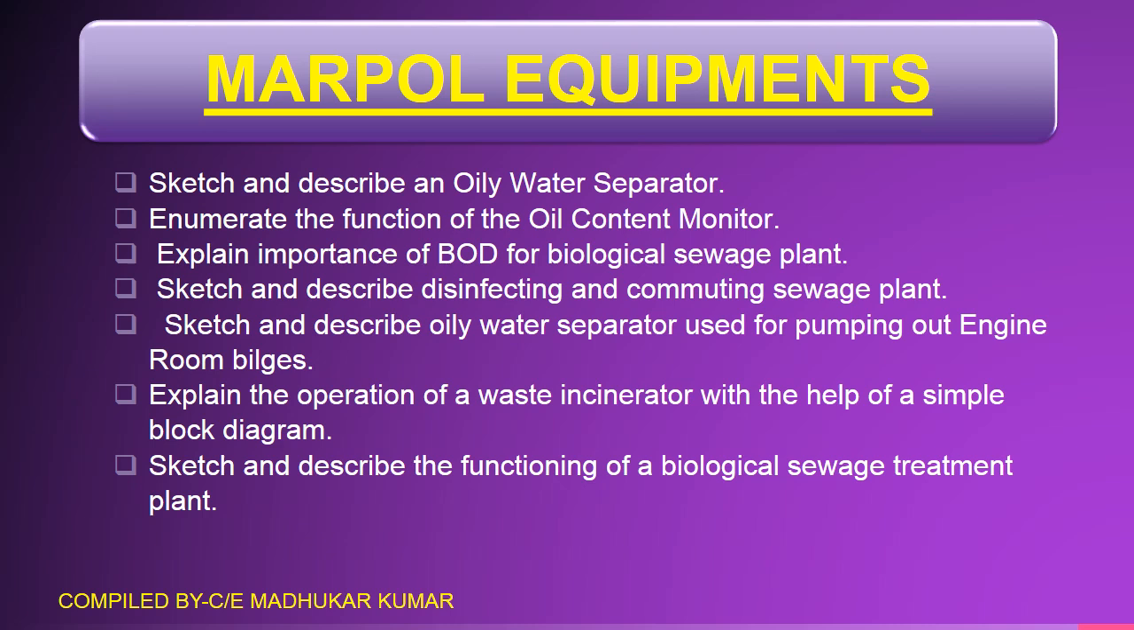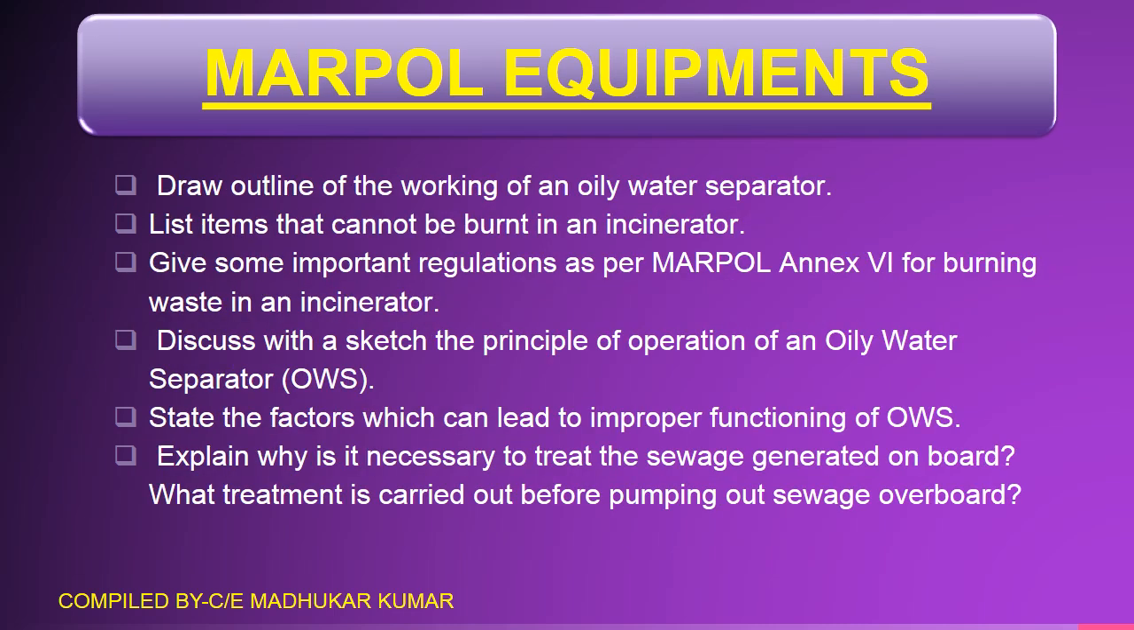Explain the operation of waste incinerator with the help of a simple block diagram. So basically, if you see the MARPOL equipments, three equipments are covered. One is your sewage treatment plant, Annex 4; oily water separator, ODMCS, OCM, Annex 1; and incinerator, Annex 6. These are the things. Sketch and describe functioning of biological sewage treatment plant. Same. Draw outline of working of an oily water separator.